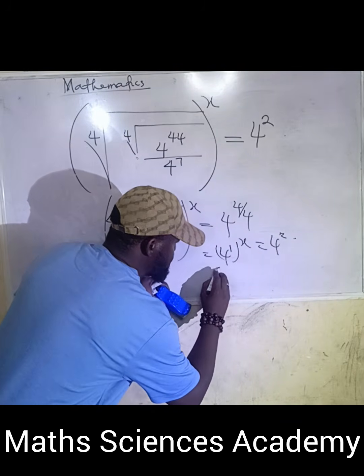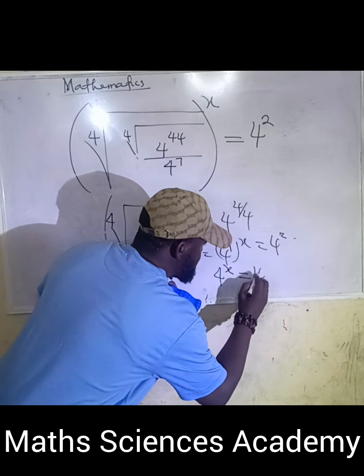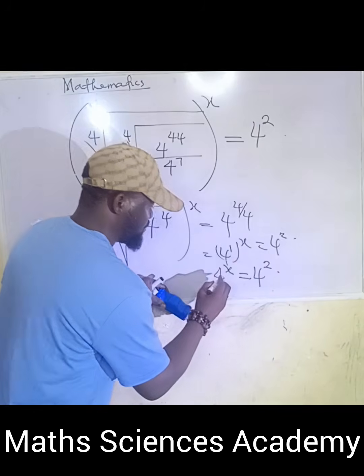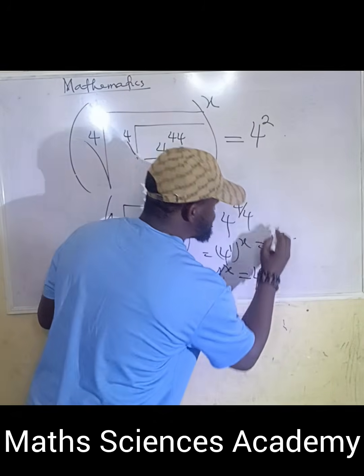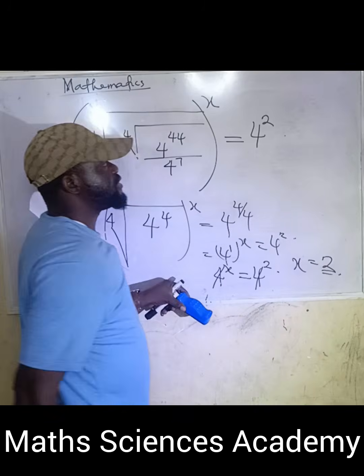From this, we can now have 4 raised to power exponent x equals what? 4 raised to power 2. Then from the laws of indices, we can now cancel the base. x equals what? x equals 2. This is our final answer.